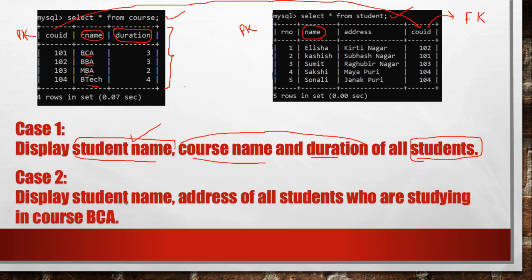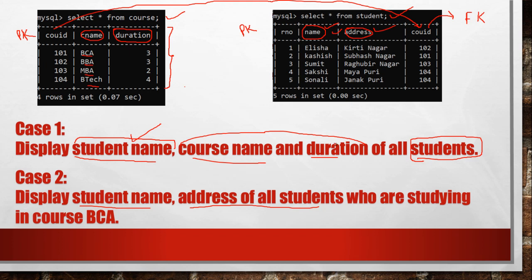And there is another case. Suppose it is written: display the student name, that is the name of the student, and the address of all students. So we have to display the name and address of all students. In this case you can see that we have to display the data of the student table, because student name and address both are present in the student table.